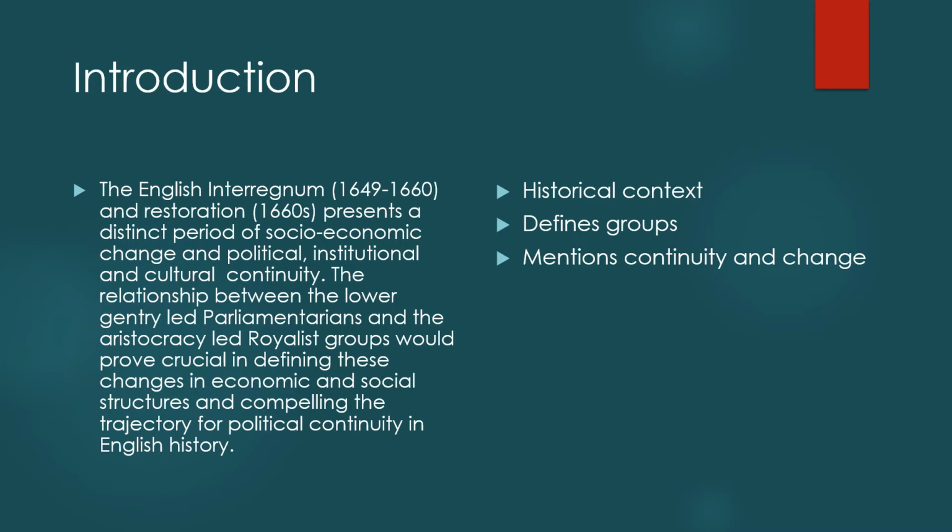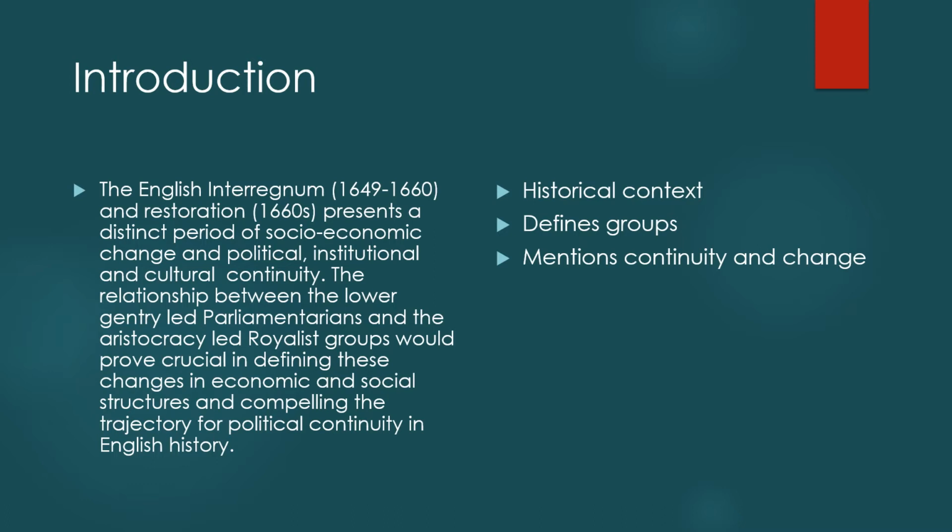The English Interregnum, 1649 to 1660, and Restoration, 1660s, presents a distinct period of socio-economic change and political, institutional and cultural continuity. The relationship between the lower gentry-led parliamentarians and the aristocracy-led royalist groups would prove crucial in defining these changes in economic and social structures and compelling the trajectory for political continuity in English history.